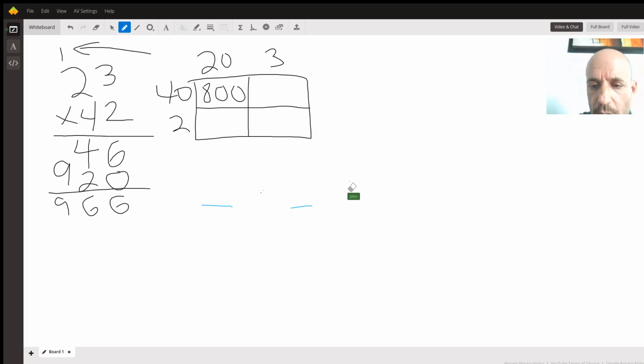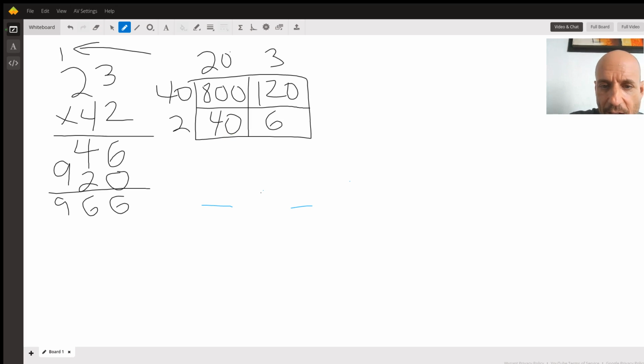Erase, erase, erase, erase. Over in this box here, now I've got 3 times 40. So I can do the same thing. 3 times 4 is 12, and I've got one factor of 10, so that becomes 120. In this box here below, I've got 20 times 2. Well, 2 times 2 is 4. I've got a factor of 10. I put 40. And then in the final box, 3 times 2 is 6. Excellent. Now we just have to add these up.